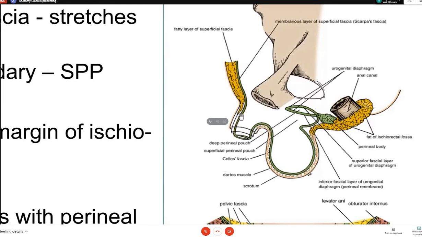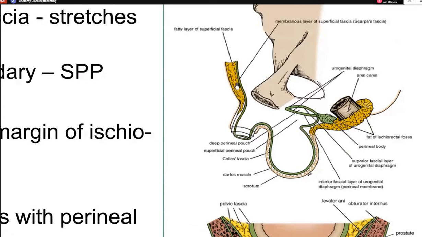Now anteriorly, this will continue with the fascia of the anterior abdominal wall, that is the Scarpa fascia of the anterior abdominal wall.